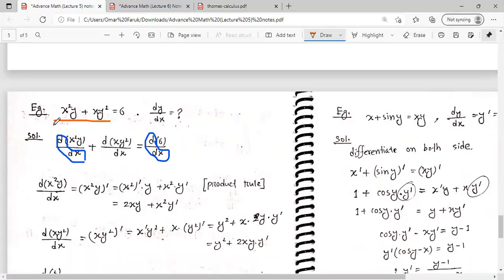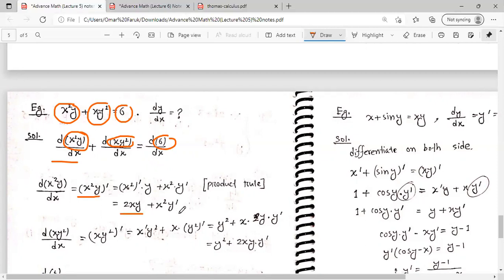So you just differentiate both parts, the left part and right part, with respect to x. So you can see here dx of x square y and dx of xy square. That means we find the derivative here and also here, and also on the right side. You see here, derivative of x square y, derivative of xy square, and derivative of 6. So derivative of x square y will make 2xy plus x square y derivative.